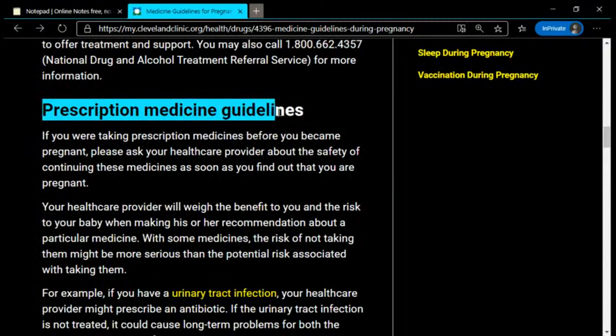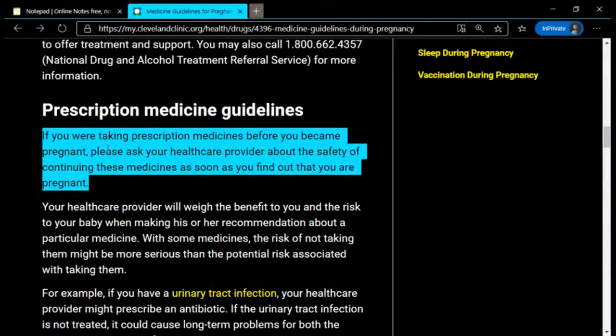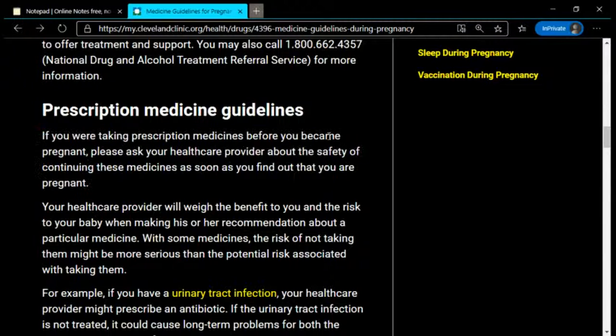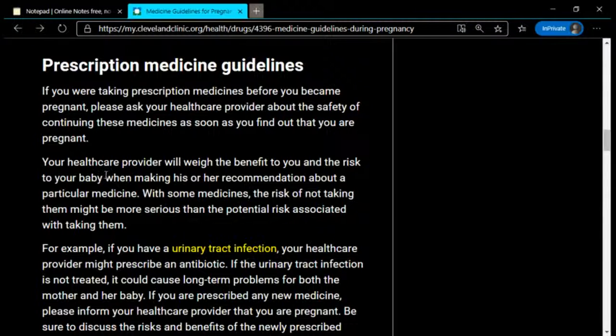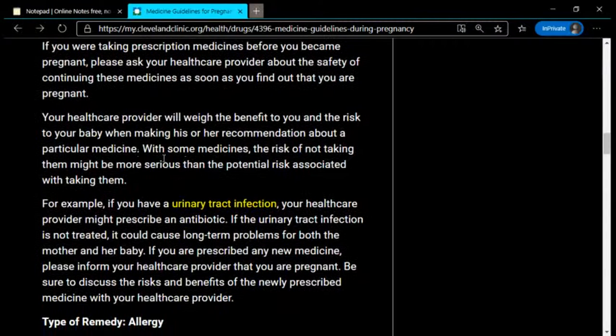Also, there are prescription medicine guidelines. If you were taking prescription medicines before you became pregnant, please make sure to ask your healthcare provider about the safety of continuing this medicine as soon as you find out you are pregnant. The healthcare provider will weigh the benefit to you and the risk to your baby when making his or her recommendation about a particular medicine.